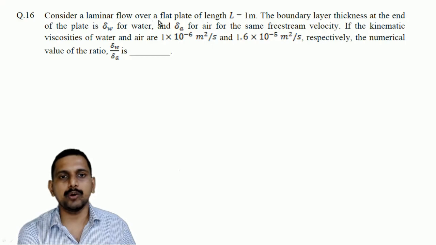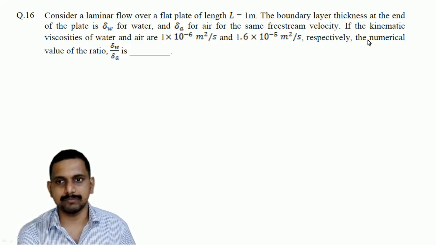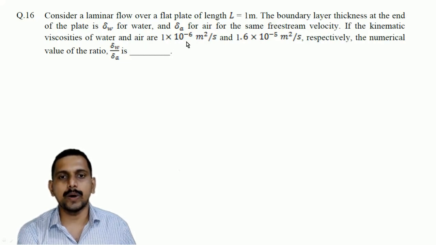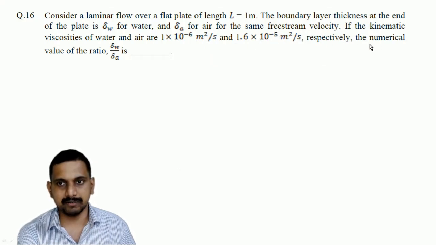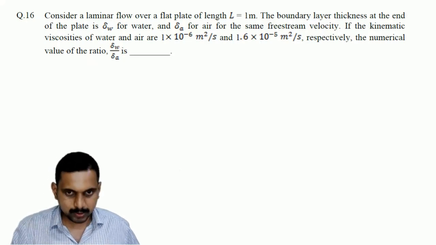Consider a laminar flow over a flat plate of length L equal to 1 meter. The boundary layer thickness at the end of the plate is delta W for water and delta A for air for the same free stream velocity. If the kinematic viscosities of water and air are 1 into 10 power minus 6 meter square per second and 1.6 into 10 power minus 5 meter square per second respectively, the numerical value of the ratio delta W by delta A is dash. Now let us do that.